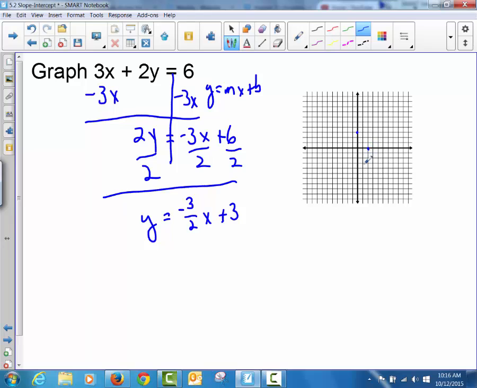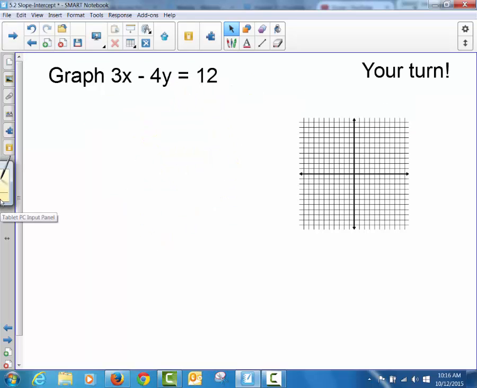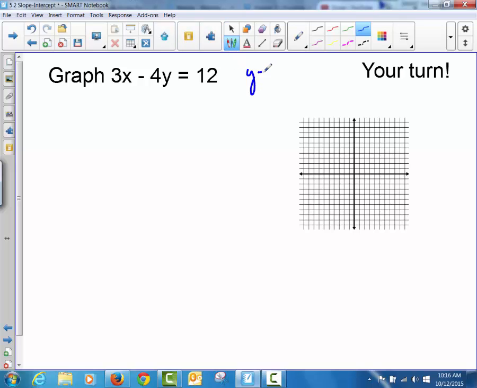Make my mark. There we go. Now we come over here and we get our line drawer. There we go. Okay. And we put our arrows on each end. And we've got our line. I bet I know what's coming next. Your turn. Make sure you get this in the form of y equals mx plus b. Then start with your y-intercept and use your slope to graph your line. Pause the video and then come back to me and let's see how we do.